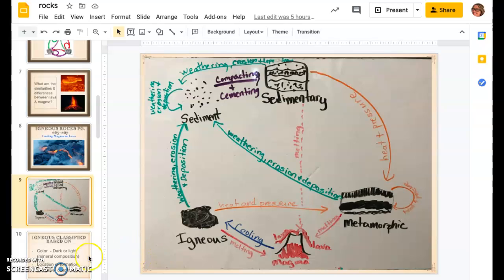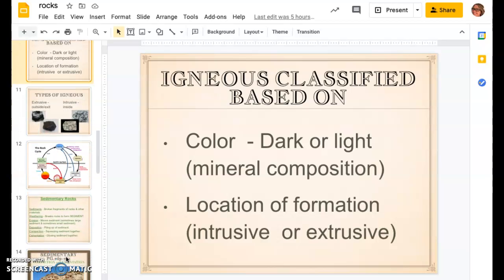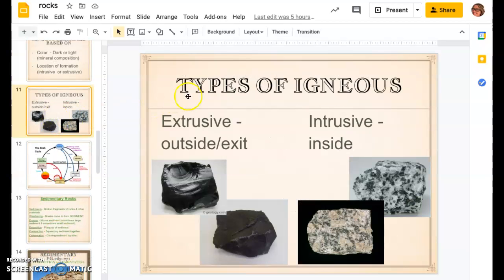Igneous rocks are classified based on two primary things: their mineral composition and the location that they form. The mineral composition is what those minerals that are making up an igneous rock include. Mineral composition is usually classified into dark and light in color. The location of formation is two words that are probably new to you: intrusive and extrusive. I want us to look at each of those words.